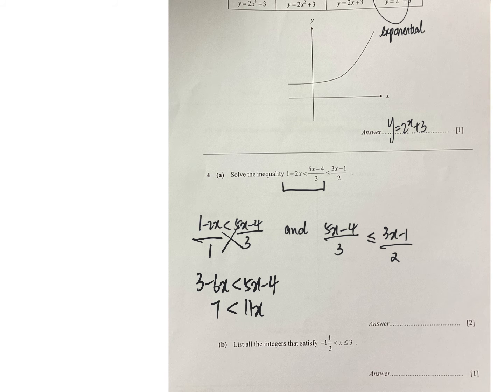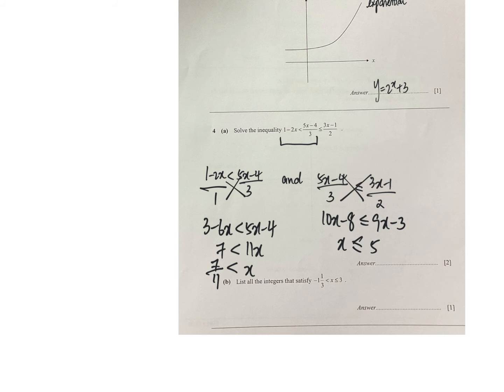Okay, this one. At this moment, I still have people who mix up the division. It's 7 over 11 in this case, not 11 over 7. So be careful about that. Then this part, if you cross multiply, 10x minus 8, 9x minus 35 is greater than or equal to. So you will get 5.